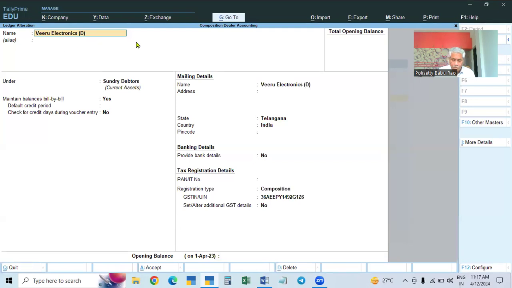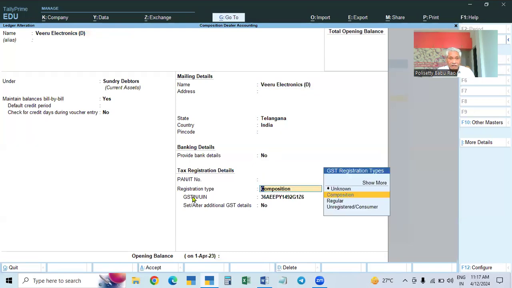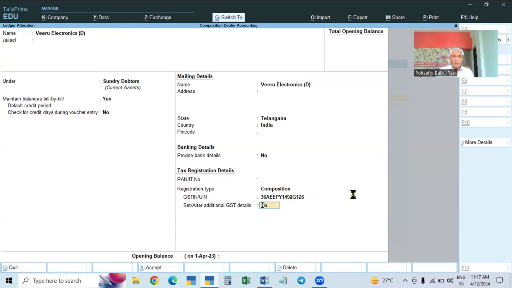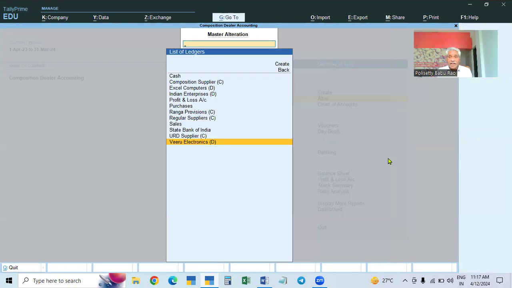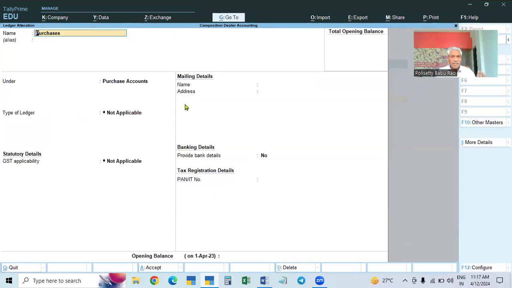Here, that is Viru Electronics. So sundry debtor, everything is the same, and here the registration type is composition. One registered, one unregistered, one composition I am taking. Okay, so like this, debtors and creditors we created. Then purchases and sales we have to create. So purchases, same thing, everything is the same. Purchase accounts, and this is okay.